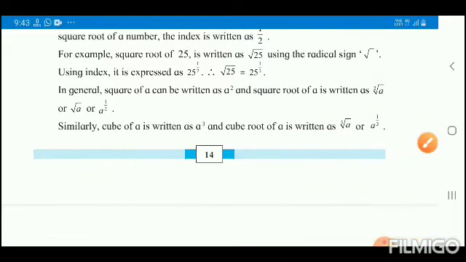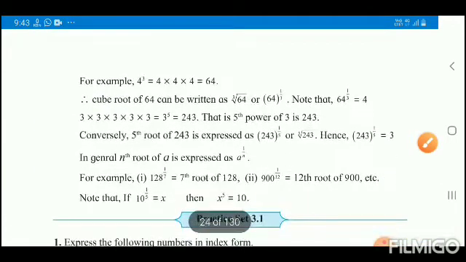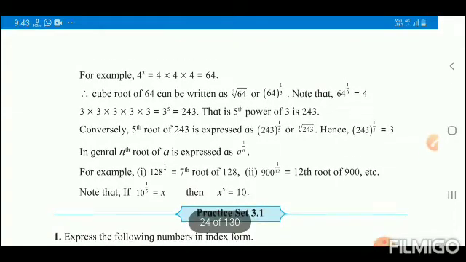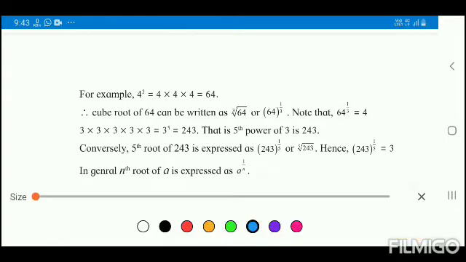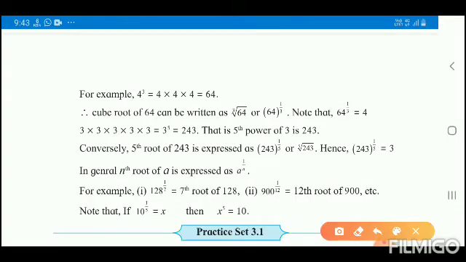Okay, now we will see the examples given in your book. For example, here they have given 4 raised to 3. Now in this topic we will see the indices as well as the cube roots, so cubes also. Now 4 raised to 3 means we have to multiply 4 by itself 3 times. So here they have given 4 multiplied by 4 multiplied by 4 is equal to 64. 4 4s are 16, 16 4s are 64.